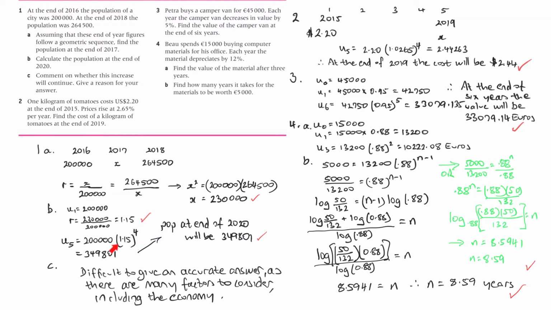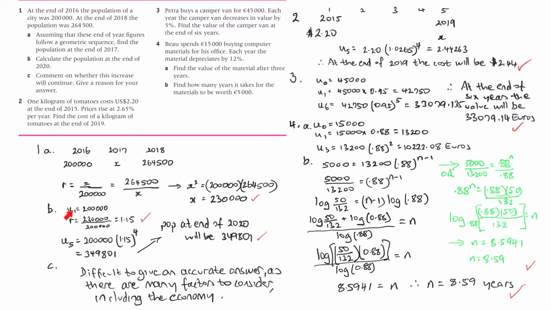Wow, that's already history there. So U1, we were told, is 200,000. We can work out R now because we know what X is, and we've got 200 there. So we know that X was 230,000. So R is 230,000 over 200,000, which is 1.15. It also should be 264,500 divided by X, divided by 230,000. So that also equals 1.15.